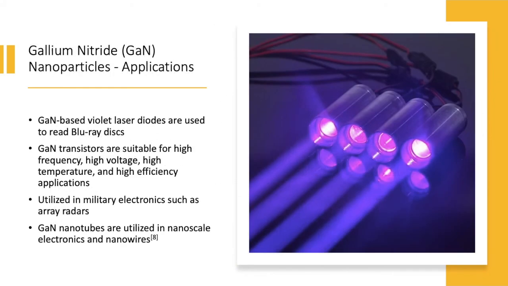Some applications of gallium nitride. It is probably the most commonly used of the three nitrides. It is the basis of violet laser diodes, which are used to read Blu-ray discs. Gallium nitride transistors are suitable for high frequency, high voltage, high temperature, and high efficiency applications. It is utilized in military electronics such as array radars. And gallium nitride nanotubes are utilized in nanoscale electronics and nanowires.